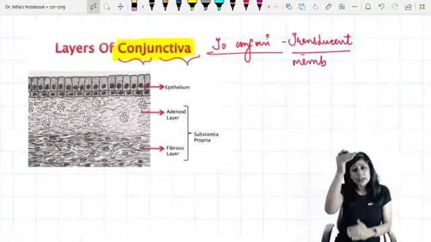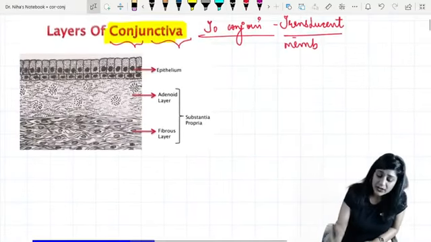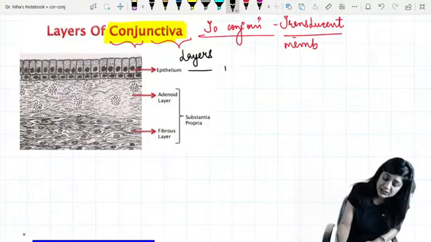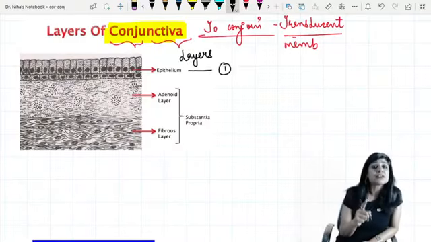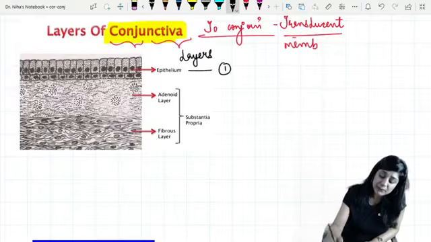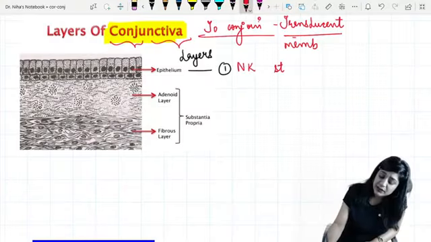There are 3 layers of conjunctiva. If you talk about the layers, the first is the epithelium. Now the first important question is, what is the kind of epithelium we have? It is the non-keratinized stratified squamous epithelium. Now what is the significance?